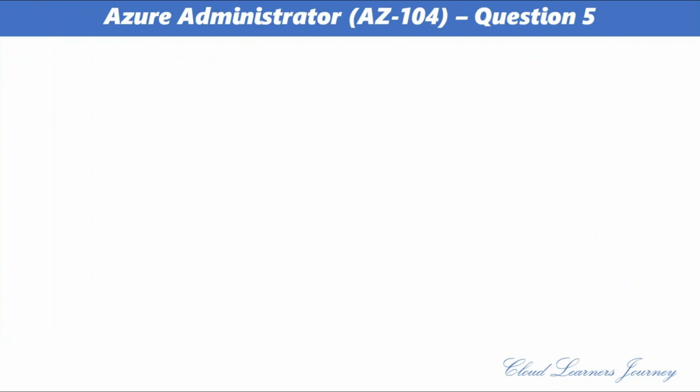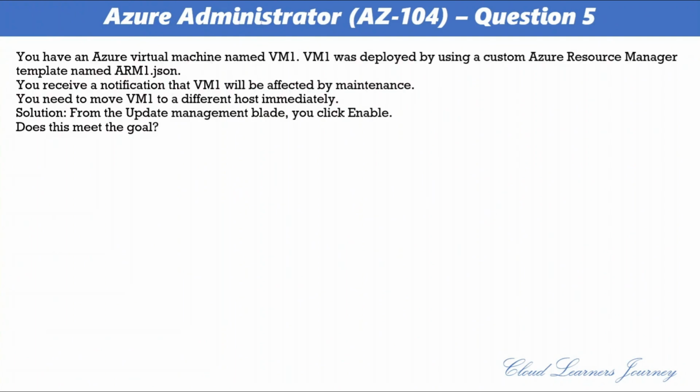Next, question number 5. You have an Azure virtual machine named VM1. VM1 was deployed by using a custom Azure Resource Manager template named arm1.json. You receive a notification that VM1 will be affected by maintenance. You need to move VM1 to a different host immediately. It is the same as the previous question, but here the solution is different. The solution is from the update management blade, you click enable.